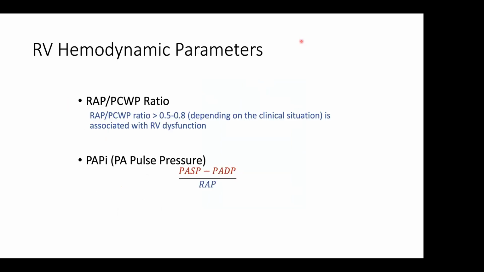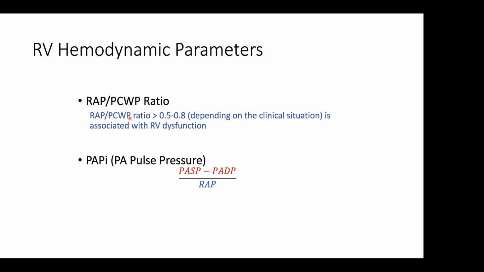Some of the hemodynamic parameters that could be useful in detecting RV failure include the right atrial pressure to wedge ratio. So it's pretty straightforward. You get your right atrial pressure, or your CVP, and if you know your wedge pressure, you can get a ratio of it. A ratio of greater than 0.5 to 0.8 usually is associated with RV dysfunction. It makes sense: if your right atrial pressure is getting closer to your left atrial pressure, that should clue you into the evidence of possible right-sided failure.